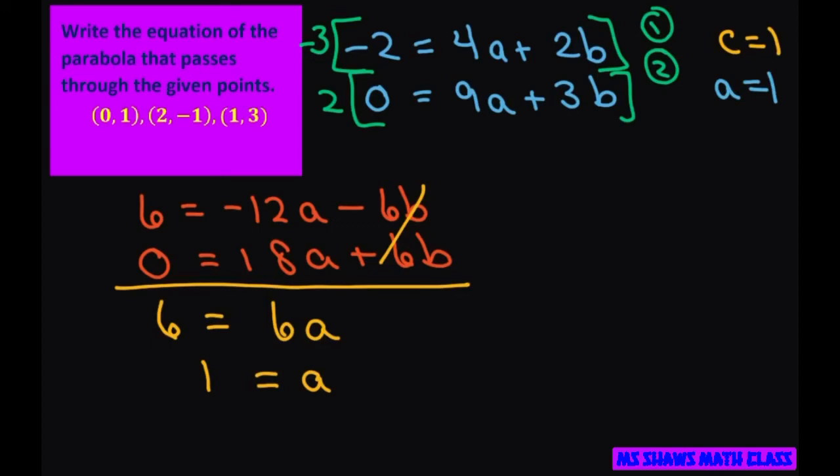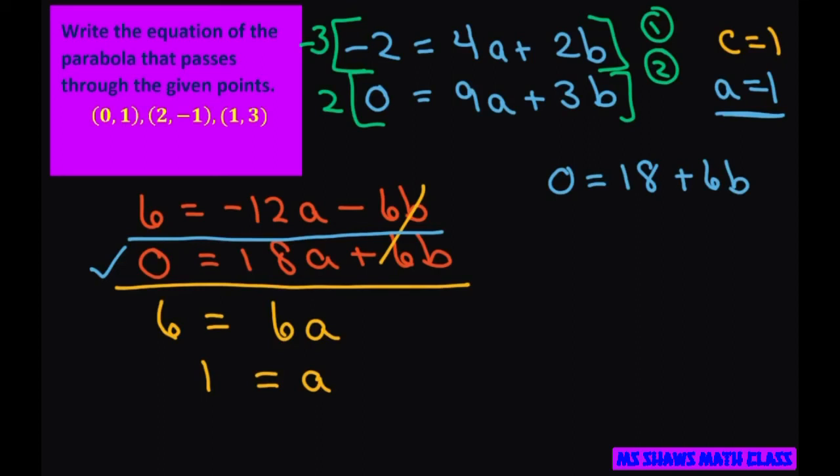Now to find your b, all we're going to do is plug in our a into one of these equations. So I'll plug it into this one. So our a is 1, so you get 0 equals 18 times 1 is 18 plus 6b. Let's subtract the 18 from both sides. You get negative 18 equals 6b. Divide both sides by 6, you get negative 3 equals b.